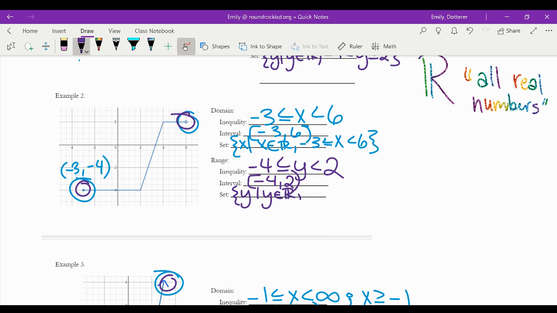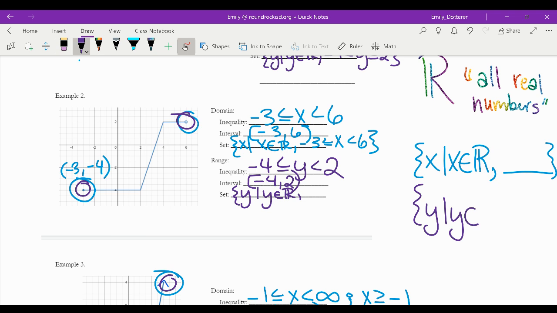It's always going to be x such that x is an element of all real numbers, comma, whatever that inequality notation is, or y such that y is an element of all real numbers, and then whatever the inequality notation is. So the only thing you're going to have to do differently for each one is that inequality notation part. So if you could do inequality notation, you can do set notation.